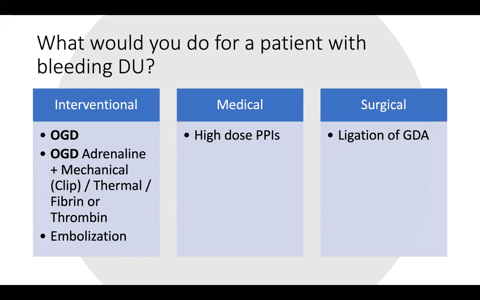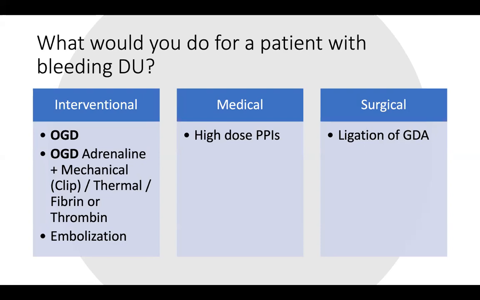So about the next step, it's OGD, and next step is usually embolization of the vessel, okay? If the embolization is not available, in some centers it's not available, you will go for a surgical option, which usually will be the ligation of the GDA, okay?